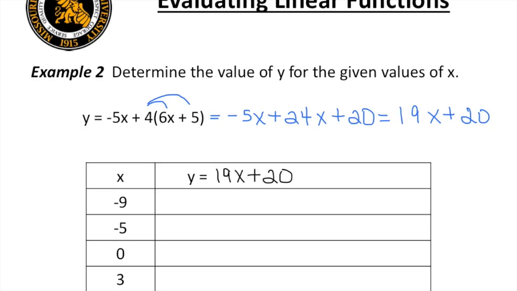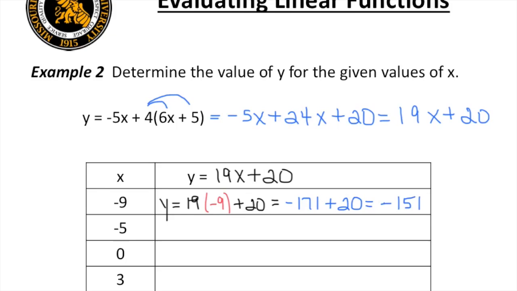Now when x equals negative 9, we replace the x in the equation with a negative 9 and perform the computation. 19 times a negative 9 gives us a negative 171. Plus 20 gives us a final output of negative 151.